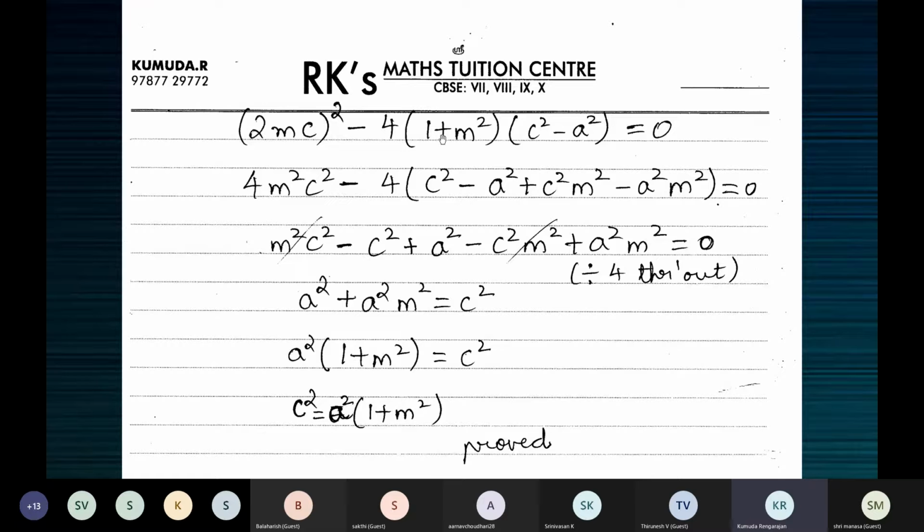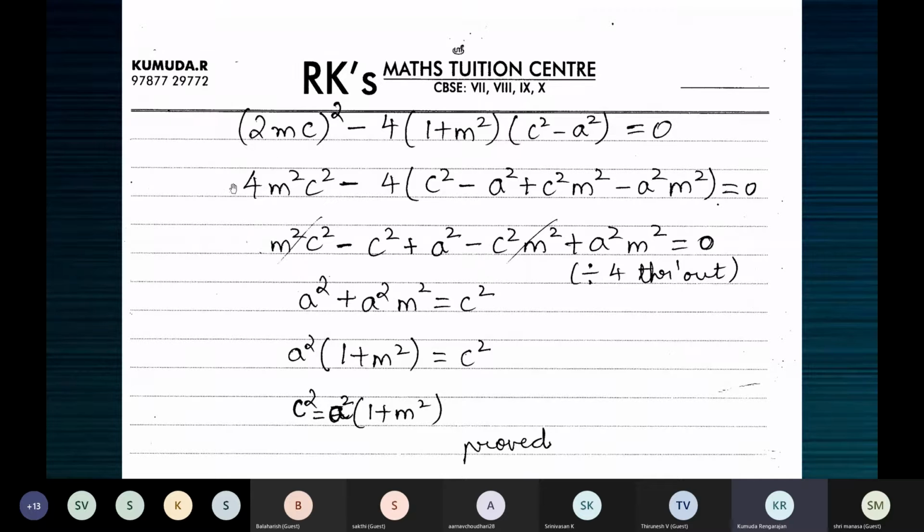4m square c square. On multiplying these two terms with these two terms, we have these 4 terms, with the 4 outside, is equal to 0. Now on dividing by 4 throughout, divide this by 4, we get this. Divide this one by 4, we get this. I've also removed the bracket. On dividing this by 4, this 4 gets cancelled. So minus c square, minus into minus is plus a square, minus c square m square, plus a square m square is equal to 0.